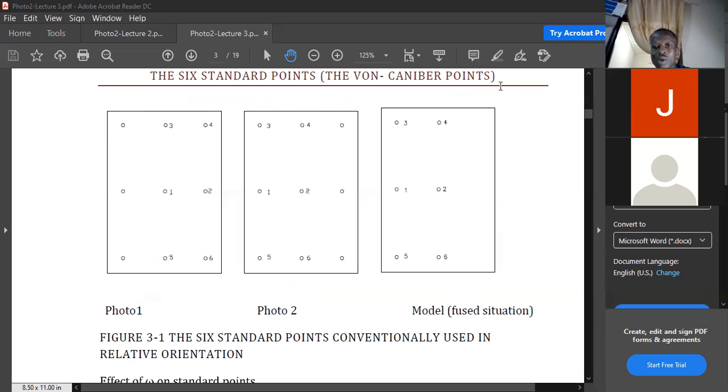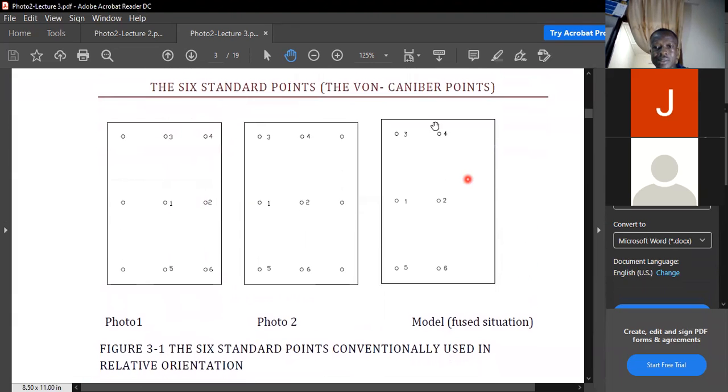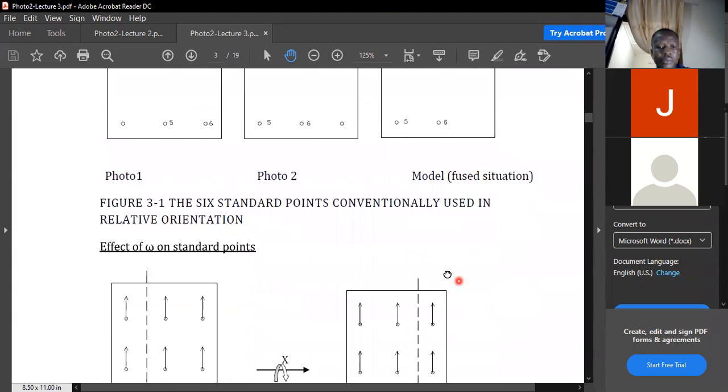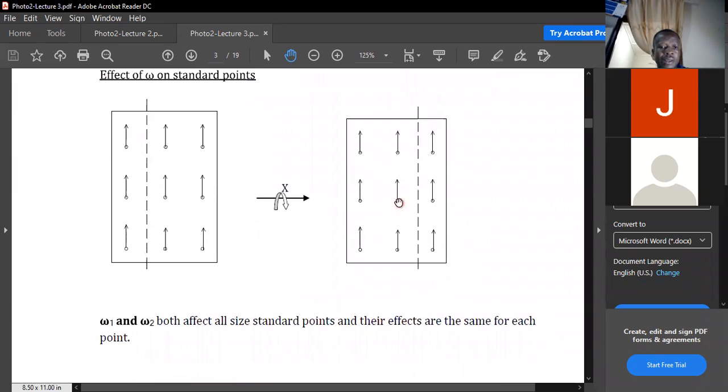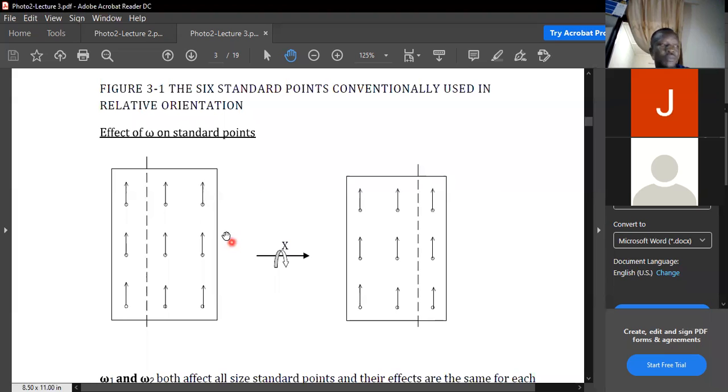So what can we do with this? The standard points are also known as the von Gruber points. I think it's just a spelling mistake. These are the standard points. Now let's see how the points move. Here I want you to look at the projectors like you would look at a torchlight.